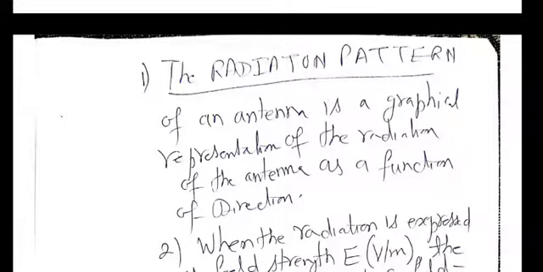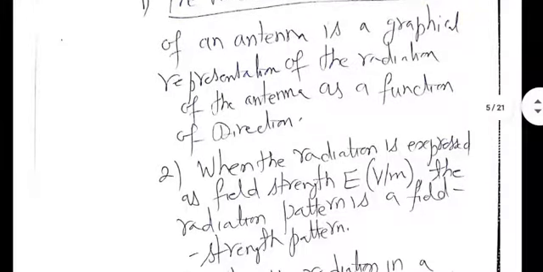Radiation pattern, mathematically speaking, is defined as the 3D graphical representation of the radiation of the antenna as a function of theta phi. It's a 3D plot, essentially speaking. But we generally try to take cross sections of the plot or projections of the 3D plot on 2D planes. The electric field strength, E magnitude, is in volts per meter. And we call it field strength pattern.